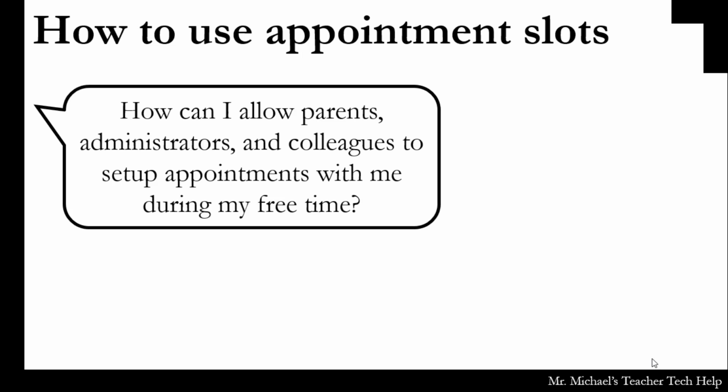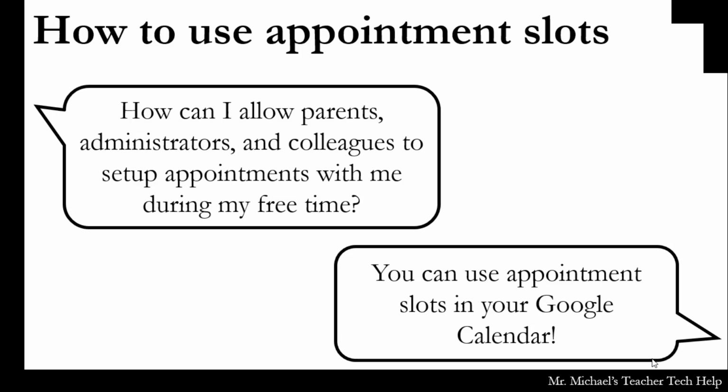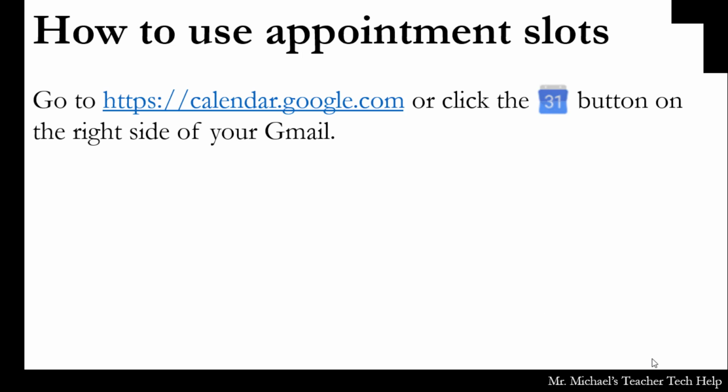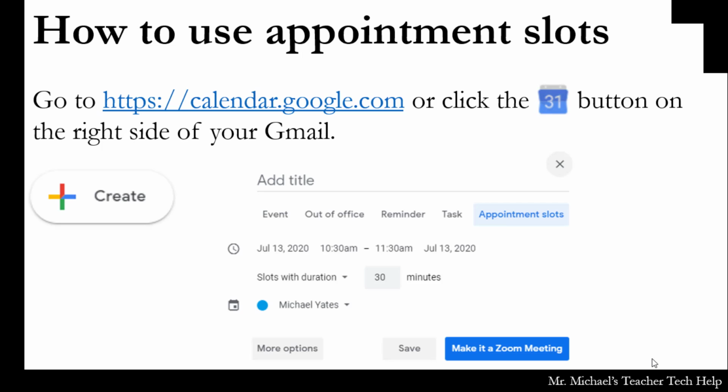So appointment slots. How can I allow parents, administrators, and colleagues to set up appointments with me during my free time? This is very useful. You can use appointment slots in your Google Calendar. Go to Calendar, or click the little calendar button on the right side of your Gmail. Hit the plus, create, go to appointment slots this time, give it a block of time, and then slots with duration. If you want people to be able to talk to you for 15 minutes, change that to 15. 30 minutes is the default.